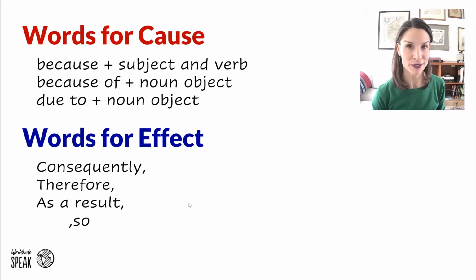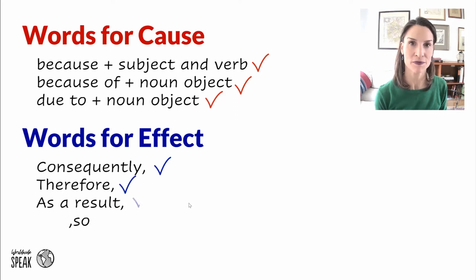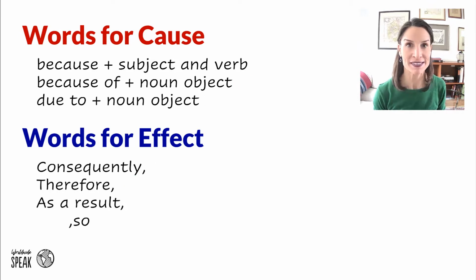So to review what we looked at here, we have the words for cause. We have because, which is followed with the subject and verb, because of, and due to, both of them followed by noun objects. And when we want to talk about effect, we can use consequently, therefore, as a result, or so. So that's it. I hope that you find this helpful.